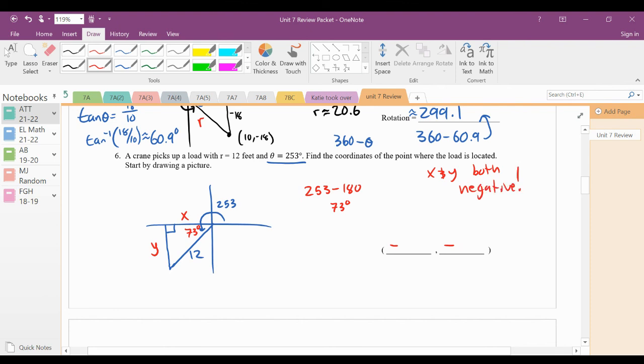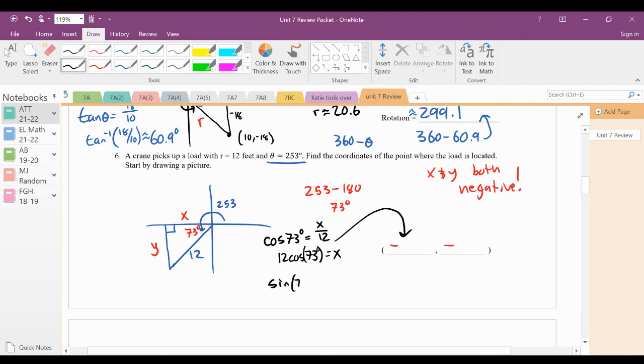So now I need to write some equations to find x and y. I'm going to do this using trig. For example, the cosine of 73 degrees is equal to x over r, or x over 12. Multiply both sides by 12, and I get that 12 times the cosine of 73 is my x value. So I'm going to just type that into my calculator and put it in there for my x coordinate, knowing that it's negative.